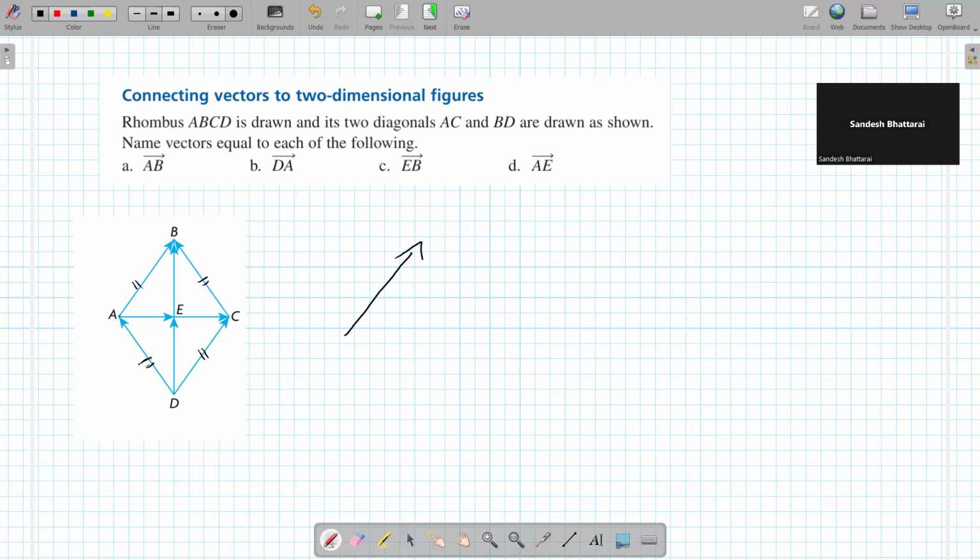DC. DC, done, easy. DA, where's DA going? DA is going this way. What's the equivalent vector? CB. CB, easy peasy. EB is going straight up. The only one that's going straight up is DE. The last one is AE. What's the equivalent of AE? EC. EC, done.